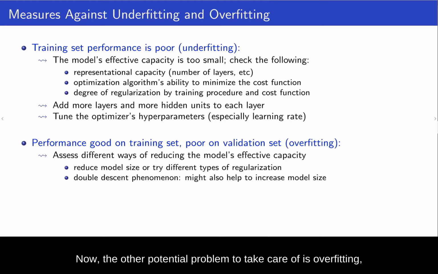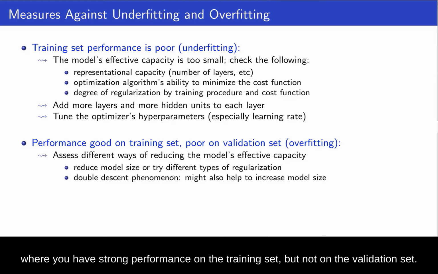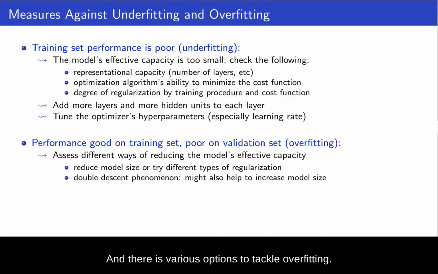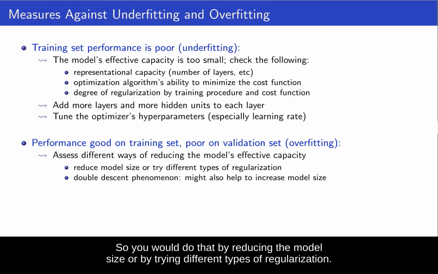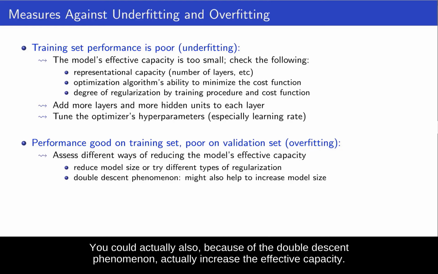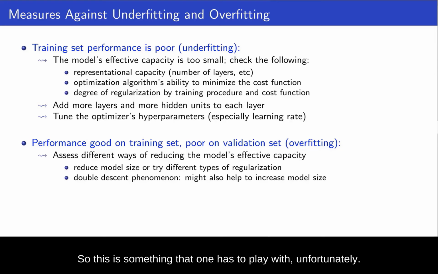Now, the other potential problem to take care of is overfitting, where you have strong performance on the training set but not on the validation set. And there are various options to tackle overfitting. The first one you would usually try is to assess different ways to reduce the model's effective capacity. So you would do that by reducing the model size or by trying different types of regularization. You could actually also, because of the double descent phenomenon, increase the effective capacity. So this is something that one has to play with, unfortunately.